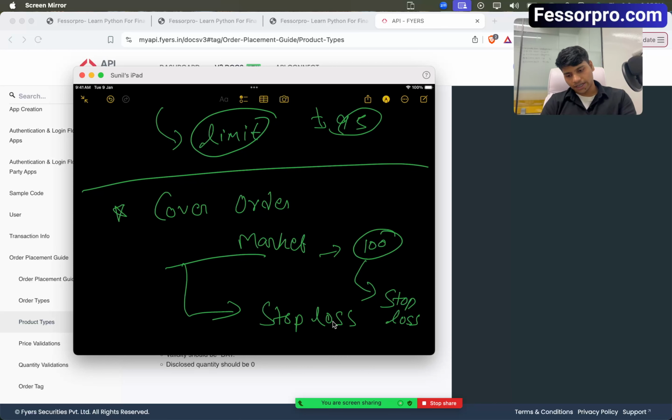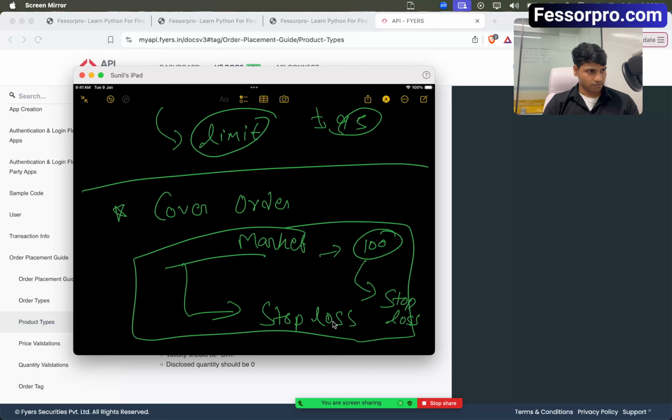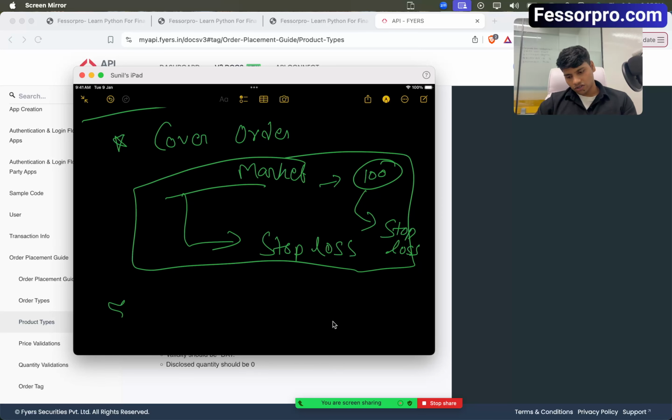Okay. So this is a type of order which has a predefined risk. You know that you are going to lose 5 points in this. So you'll place a market order and you'll have a stop loss of 5%. Now similar to cover order, we also have bracket order.